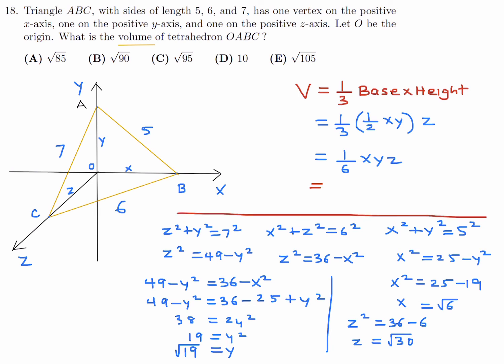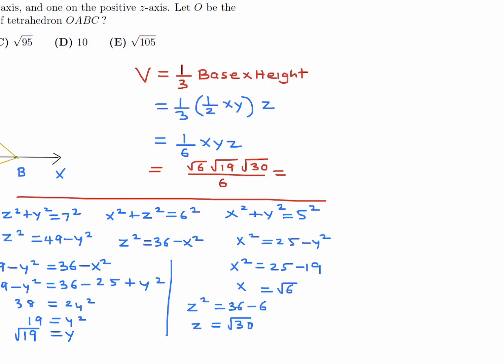So we go back to our original formula. X, y, z. We got root 6 times root 19 times root 30 all over 6. And that looks like a big number. But let's break it down into prime factors. You can put it all in the radical sign.